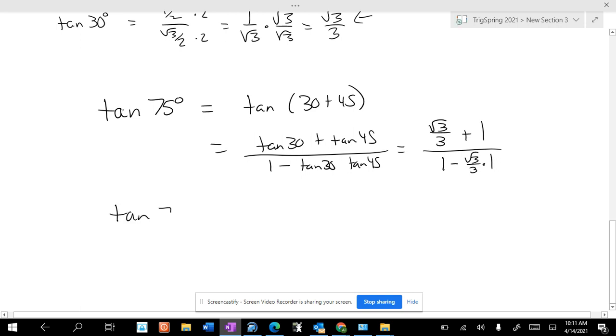Is there another way to get to 75 without using 30 and 45? Can't use 15. 15 is not on your unit circle. 120 minus 45. There you go, Ethan Brown.